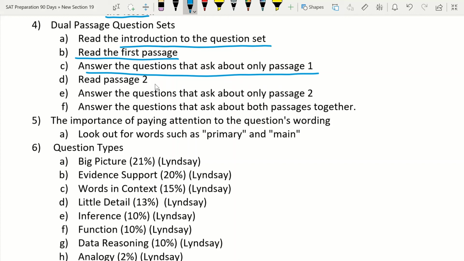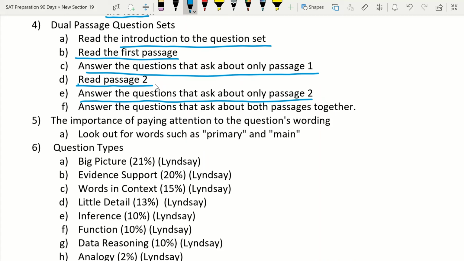So what we want to do is read passage 1 first and answer the questions that ask only about passage 1. After that, we'll see a question that asks about passage 2, and before we answer it, we go back and read passage 2. After reading passage 2, we then answer the questions that ask only about passage 2. Once again, this makes sure we're not confusing information between the two.